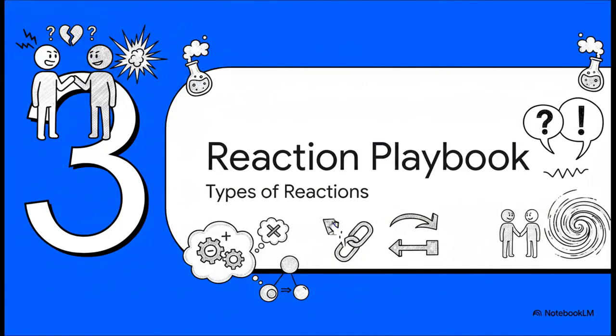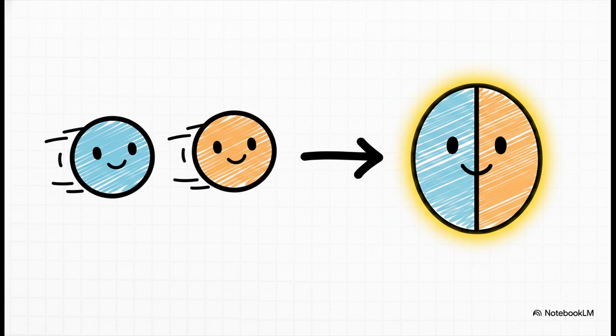Which brings us to Section 3, the reaction playbook. Let's dive into the core types of reactions. And honestly, the best way to think about this is like high-stakes relationship drama. First up, we've got the combination reaction. A + B → AB. This is a beautiful thing. Two or more single reactants finally get together to form one single happy product. A really great example of this is calcium oxide and water teaming up to make slaked lime. It's just two separate entities completely merging into one brand new identity.